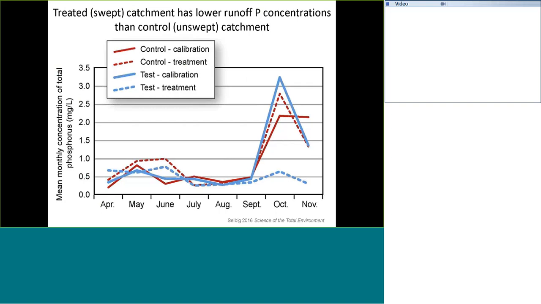This figure shows the mean monthly concentrations of total phosphorus in runoff. He had a calibration period prior to imposing the street sweeping treatment, and that's represented by the solid lines. The main point there is that if you look at the blue solid line and the red solid line, these catchments seem to be pretty well matched in terms of phosphorus concentrations in runoff. Then during the treatment period, which is represented by the dashed lines, you can see that the treatment greatly reduced phosphorus concentrations compared to the control.